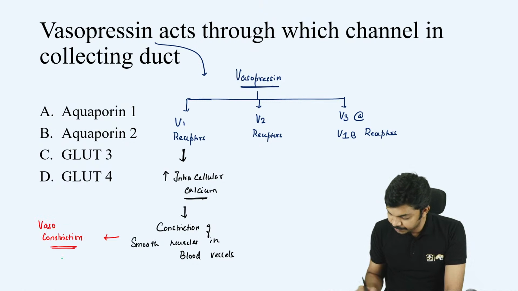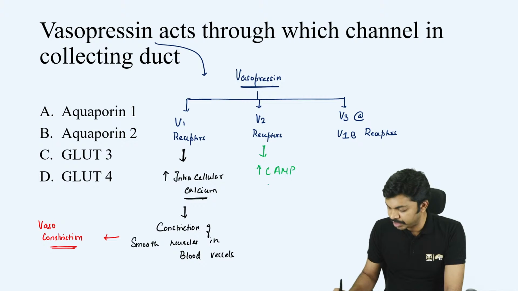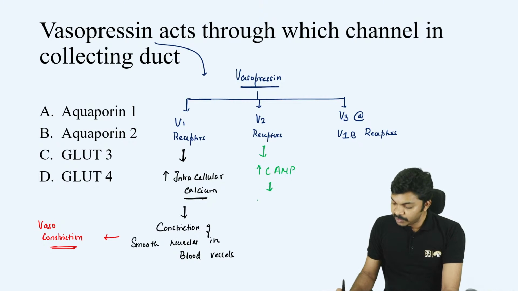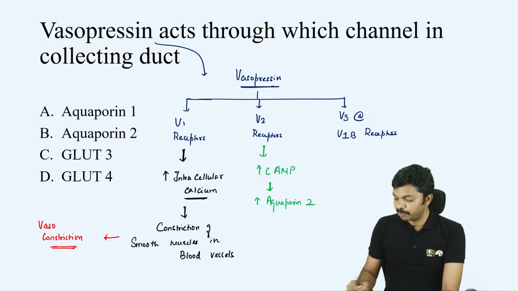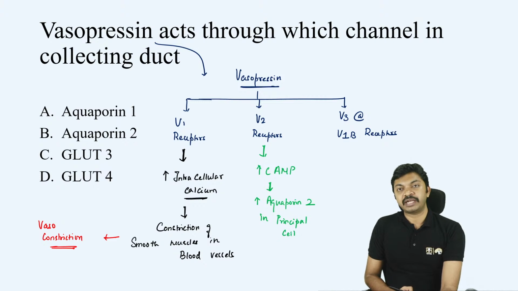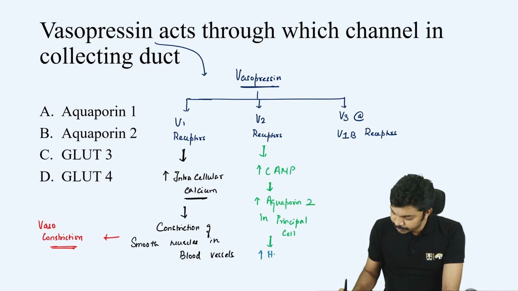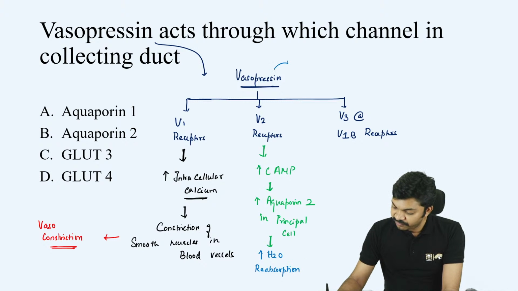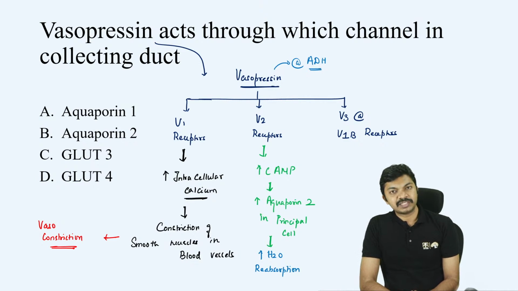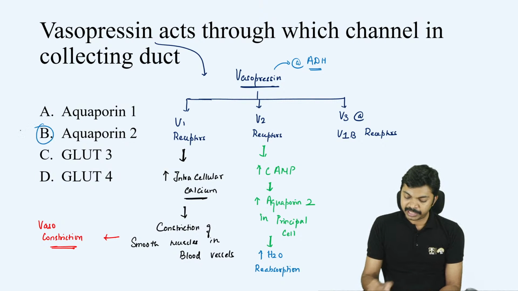Through V2 receptor, vasopressin increases the level of cyclic AMP, adenosine monophosphate. With the levels of cyclic AMP, vasopressin increases the number of aquaporin type 2 in principal cells. When the number of aquaporin type 2 channels in principal cells are increased, this ultimately leads to increased water reabsorption. This is exactly why vasopressin is also called as antidiuretic hormone, because it increases water reabsorption via principal cells through the channel aquaporin type 2, and that's the right answer for this question.